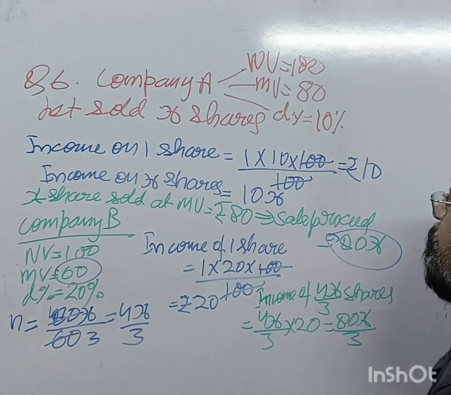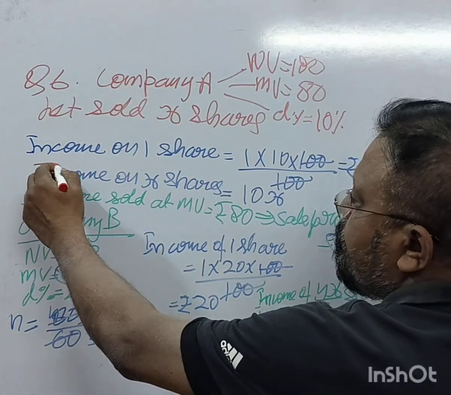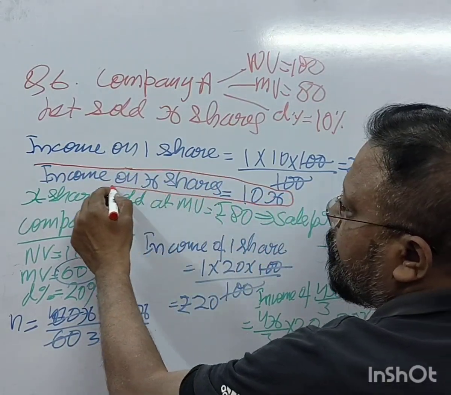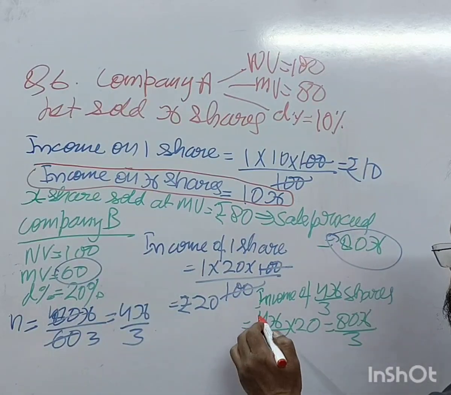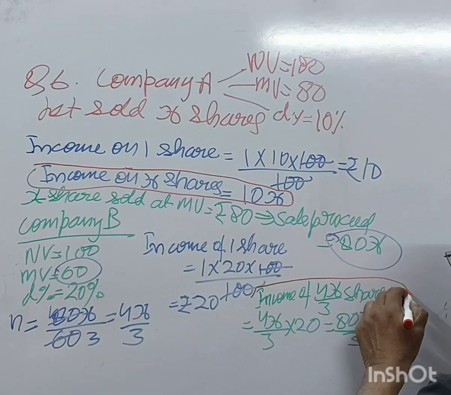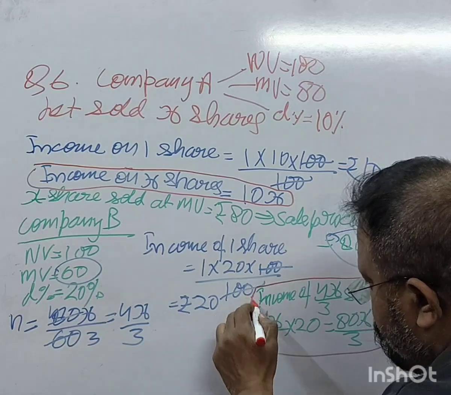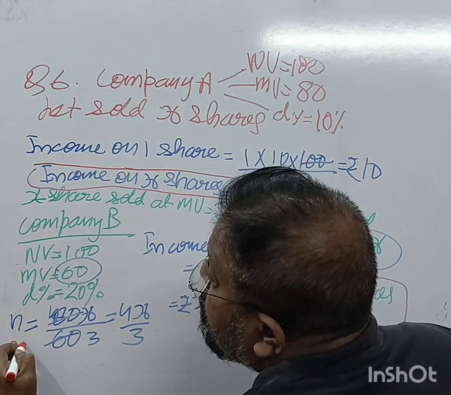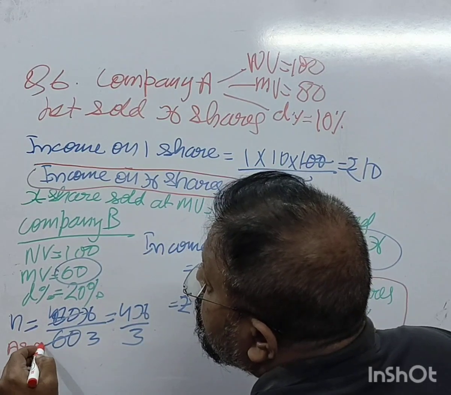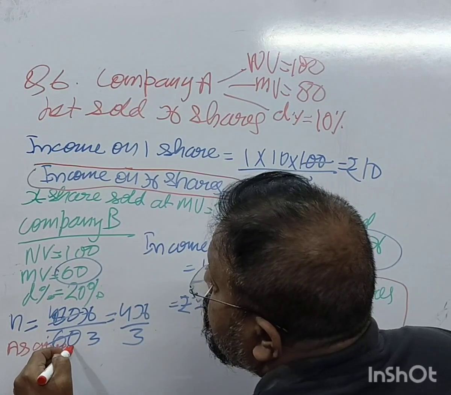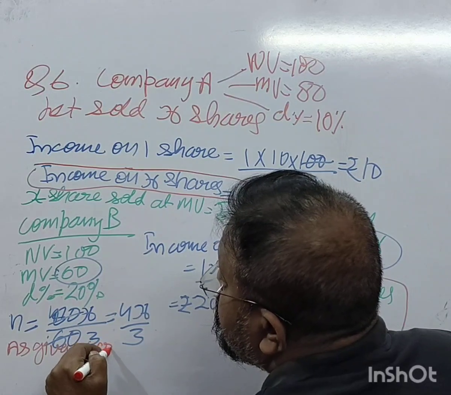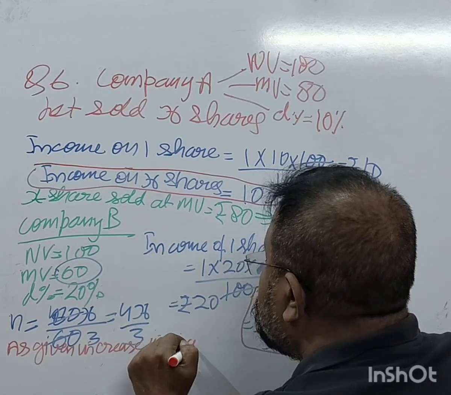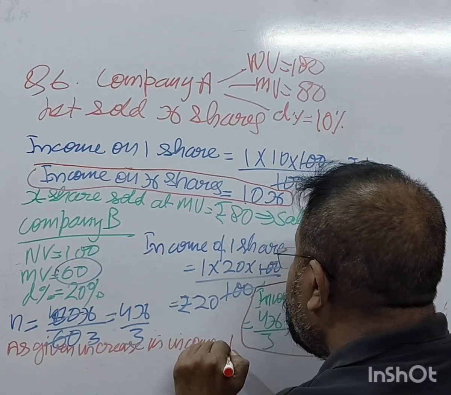This is income of X shares in case 1, in company 1, and this is income for whatever amount of shares you purchase. And as given, increase in income is rupees 18,000.